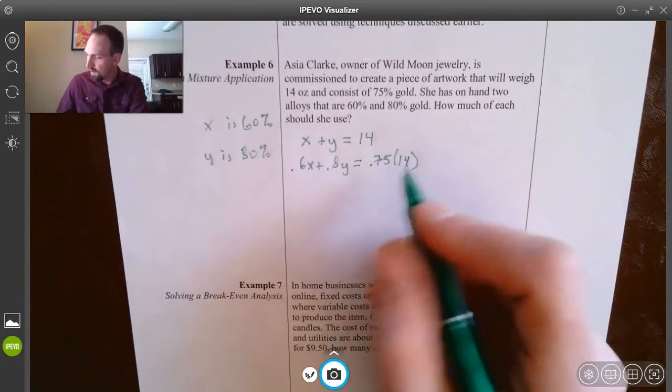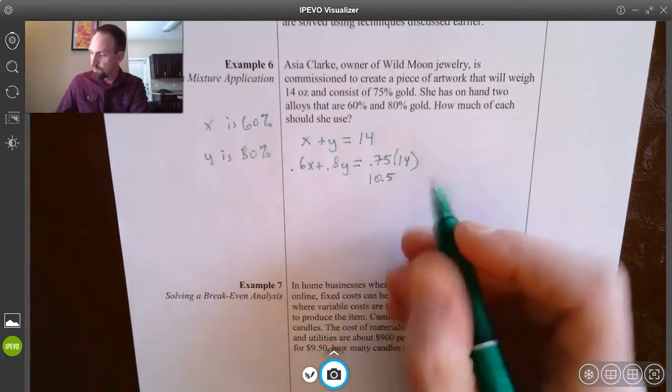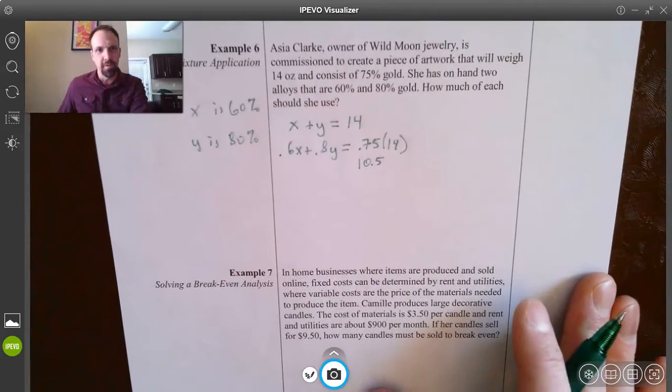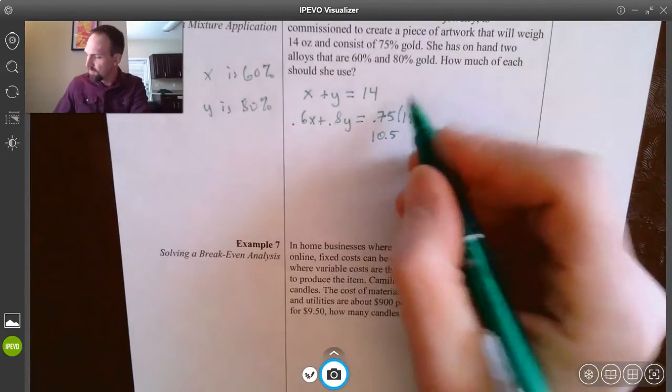So that's going to be 10.5. Just put that there. So now I have my system of two equations with two unknowns. I can use whatever techniques I want to solve. Elimination is probably going to be the easiest to use for this one.